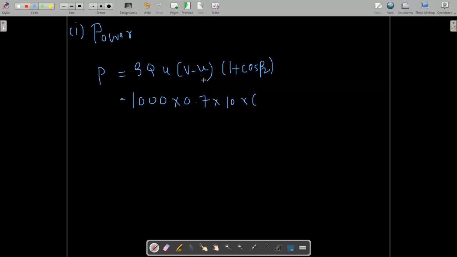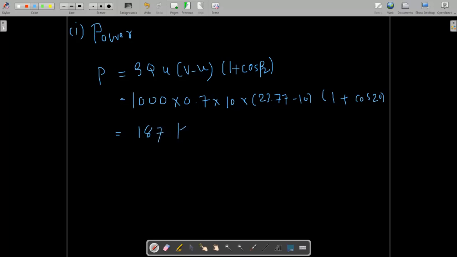V is what? Velocity of the jet, 23.77 minus 10 into 1 plus cos 20 degree. So just solve this in your calculator. When you solve this, you will get the answer in kilowatt, 187 kilowatt.